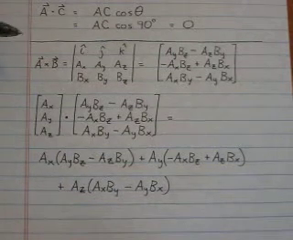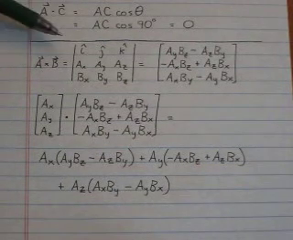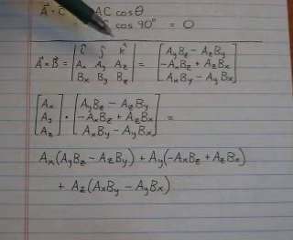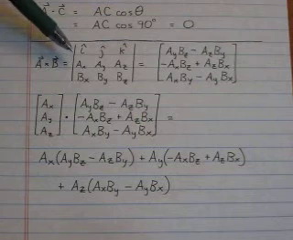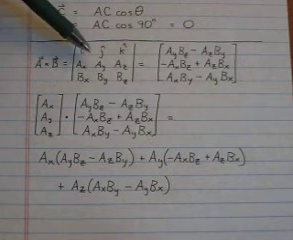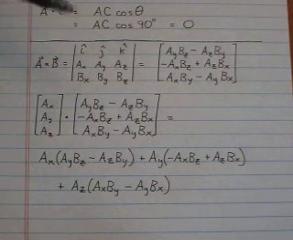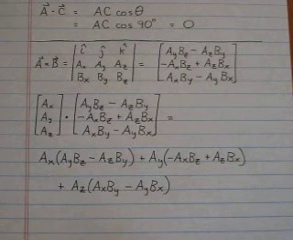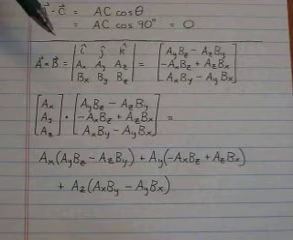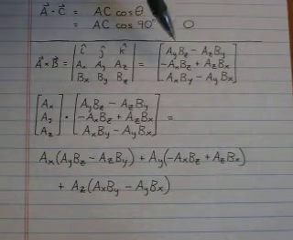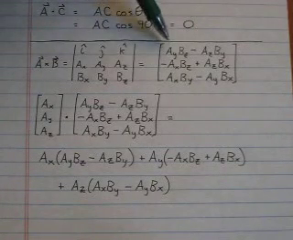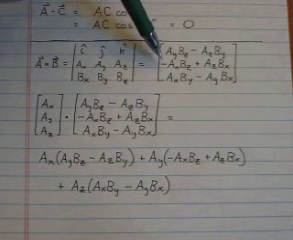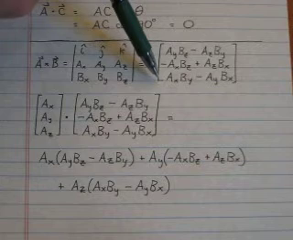A cross B: you set up the matrix and take the determinant of it, so i hat, j hat, k hat. The components of A are A sub x, A sub y, and A sub z. The components of vector B are B sub x, B sub y, and B sub z. So we take the determinant. I've set it up in the stacked vector notation, so this first row is the i hat component, the second row is the j hat component, the third row is the k hat component.